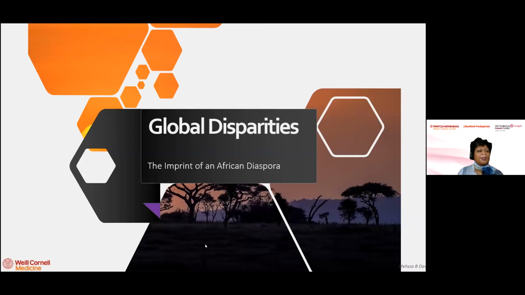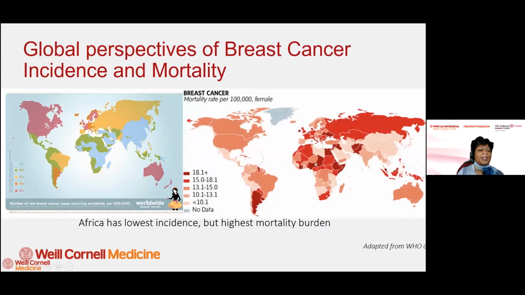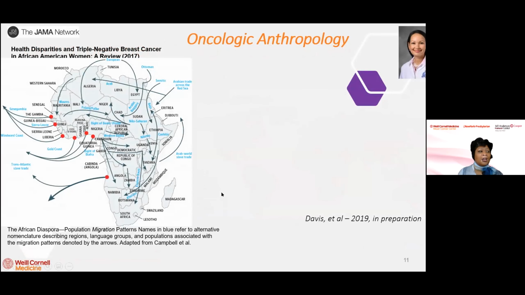So when we think from a global perspective, we see that, for instance, the continent of Africa, when we look at World Health Organization data, has the lowest incidence of breast cancer, but typically the highest mortality burden worldwide. And that parallels what I just described to you about African Americans and Caucasians.